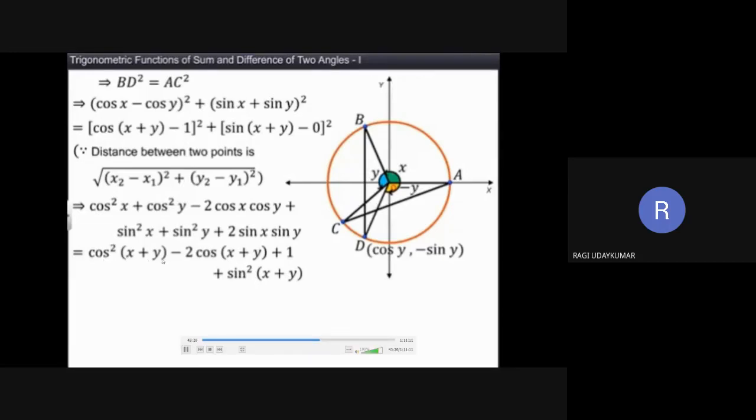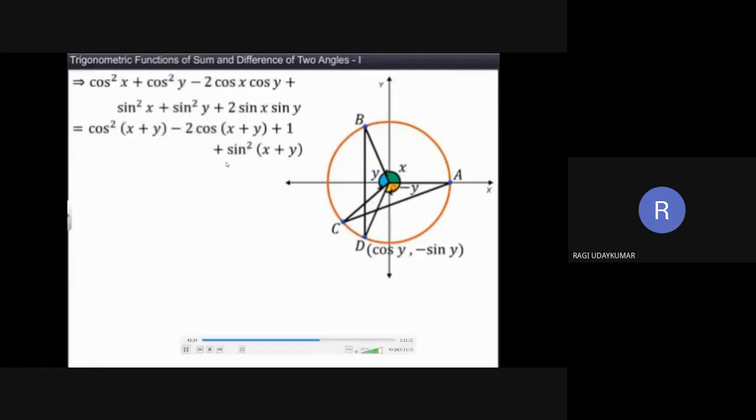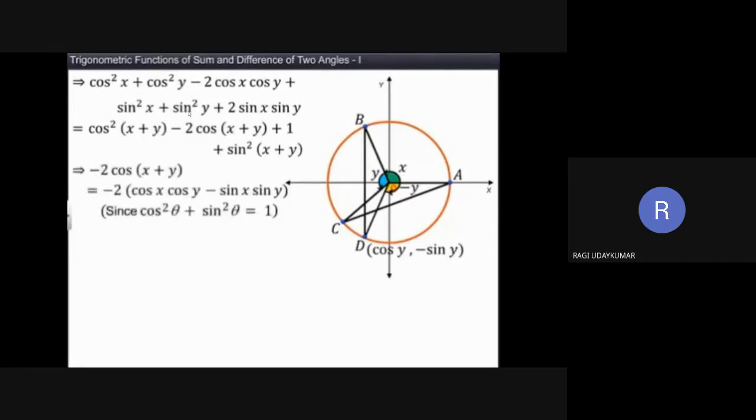So cos square(x plus y) minus 2 cos(x plus y) plus 1, plus sin square(x plus y) plus 1. And you see that here sin square x plus cos square x is equal to 1. Cos square y plus sin square y is equal to 1 you are going to get. Isn't it? Yes, sir.